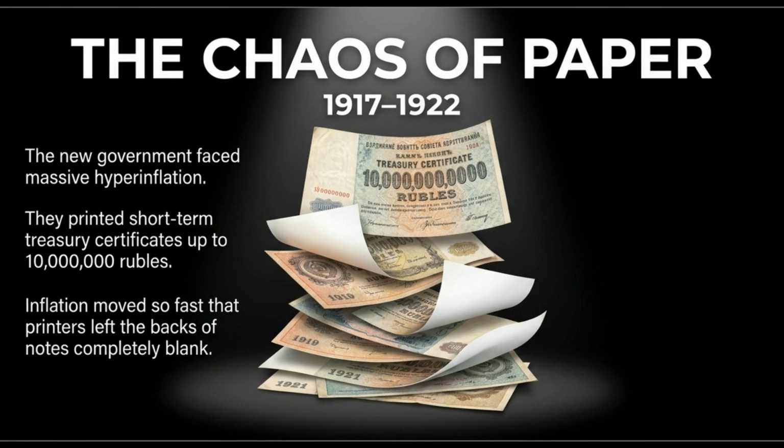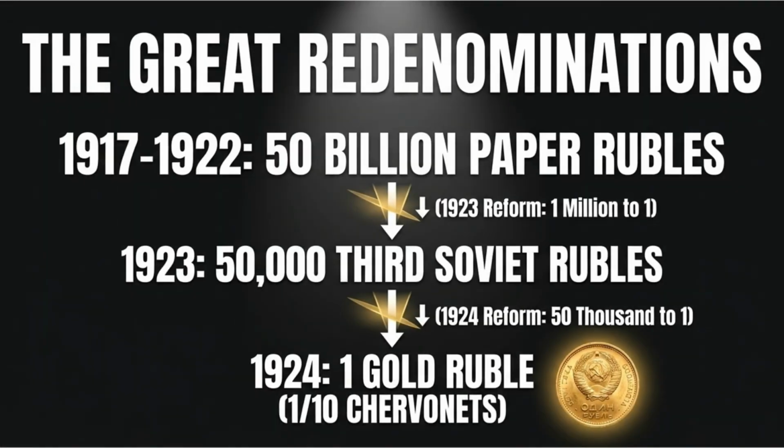Following the revolution, the new government faced massive hyperinflation. They printed treasury certificates up to 10 million rubles. Inflation moved so quickly that printers left the backs of notes blank. The state implemented significant redenominations.